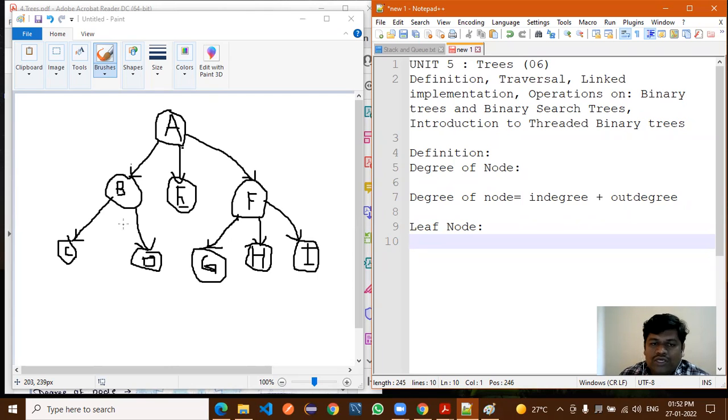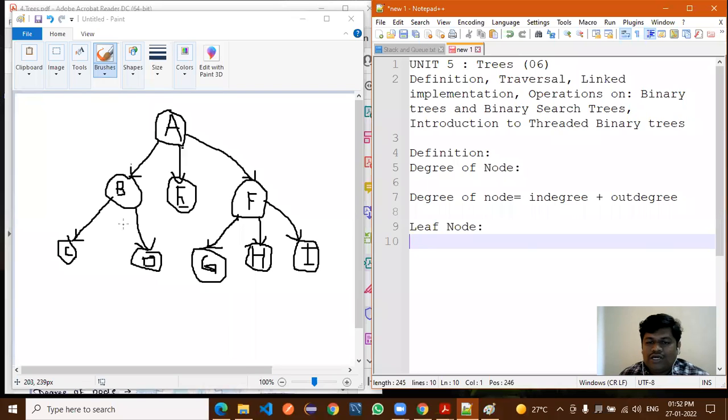Now here, tell me the names of the leaf nodes. Node C, node D, node G. C, D, G, H, I. C, D, E, G, H, I. So these are the leaf nodes, right?